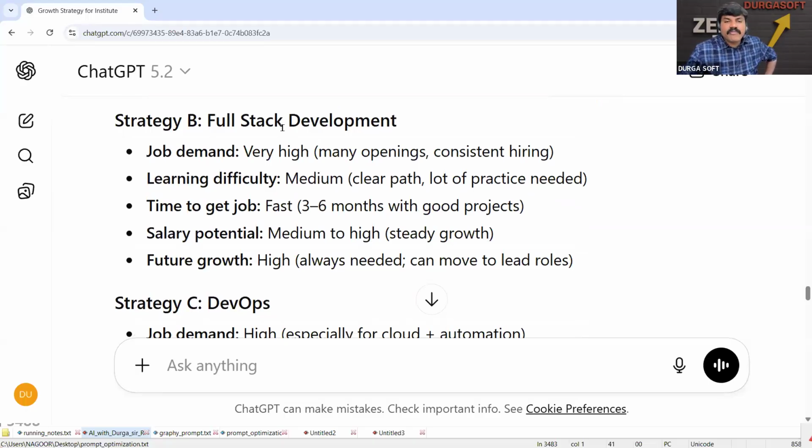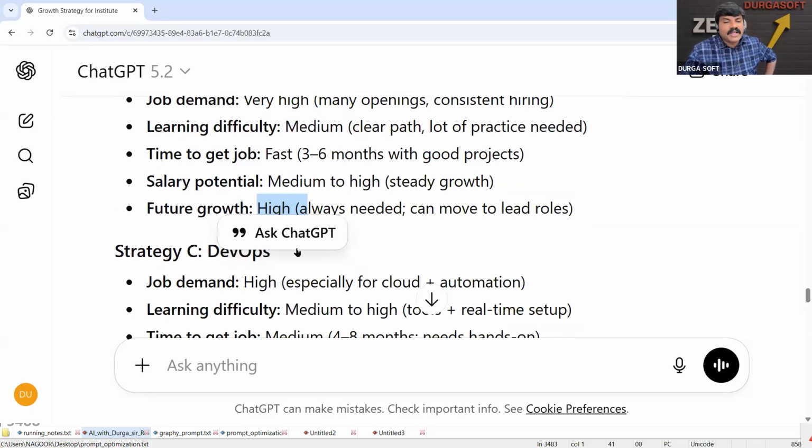Now observe full stack web development. Job demand very high, so many openings, consistent hiring. Next, learning difficulty medium. Time to get a job is fast. Salary potential medium to high, not very high. Future growth high, but not very high.